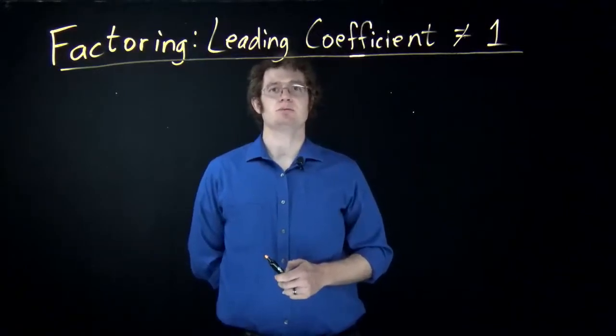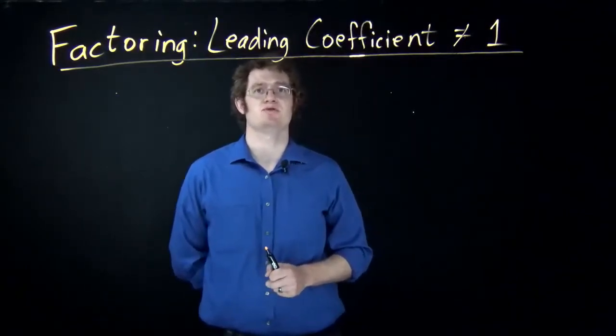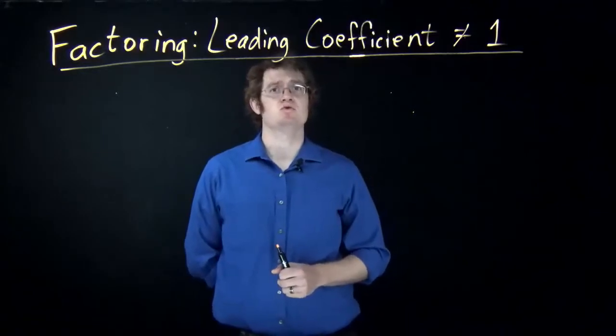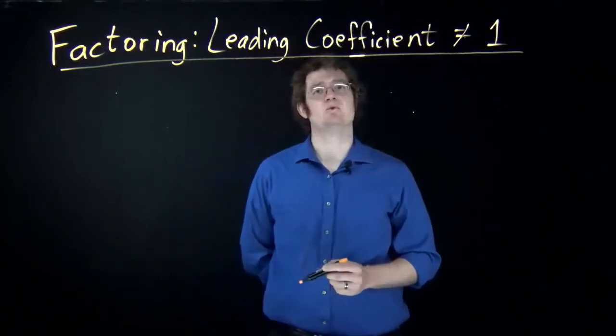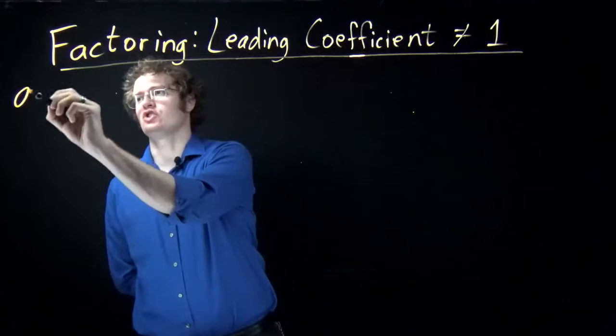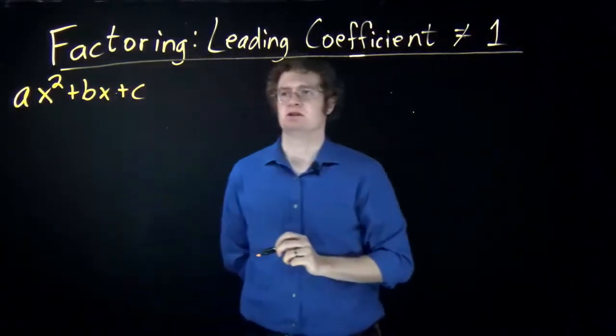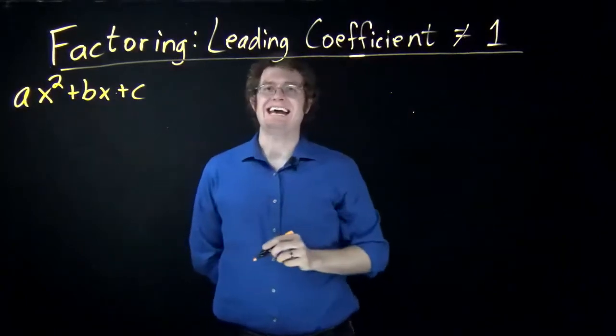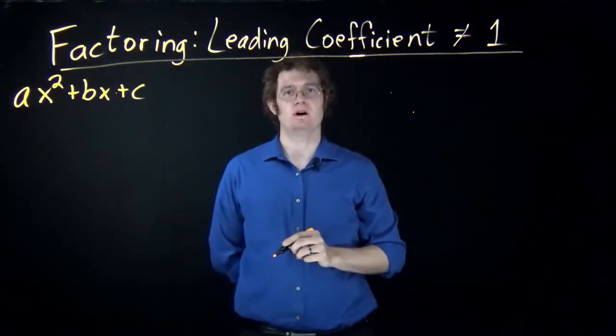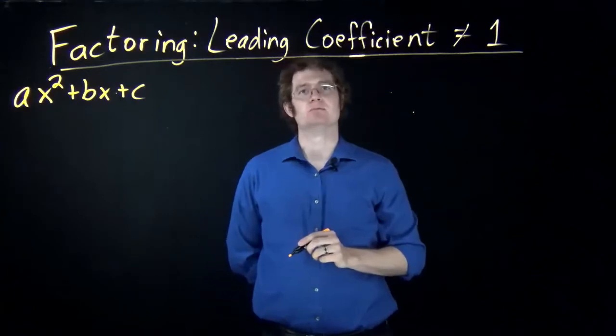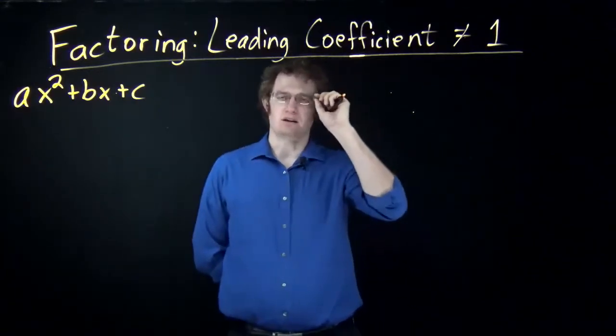Hello! Today we're going to be factoring, and in particular we're going to be factoring the kind of tricky problems where the leading coefficient is not equal to 1. So, in general, you might have something that looks like ax squared plus bx plus c. Well, if a, your leading coefficient, is not equal to 1, then the factoring can be a little bit tricky. So what does that look like?